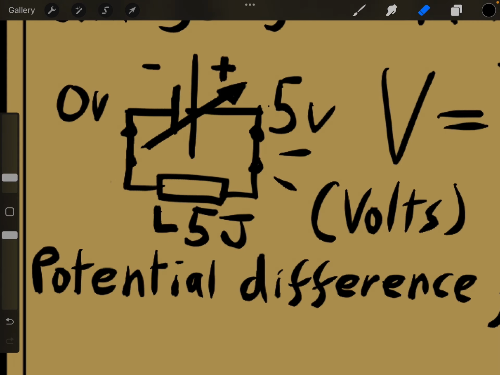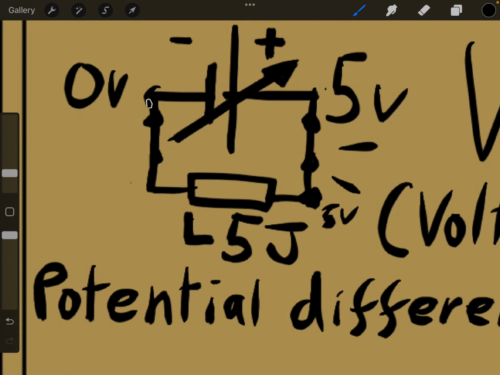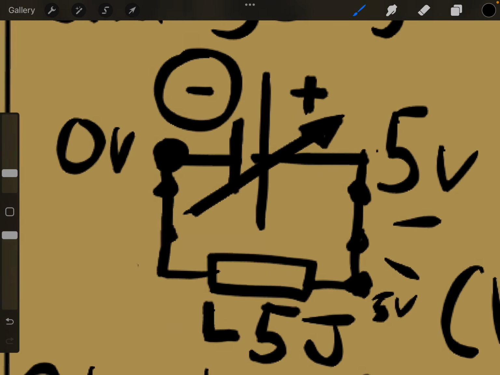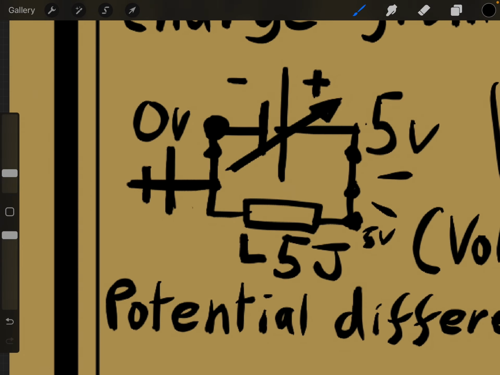Sometimes you might hear people talking about voltage at one point of a circuit, and this is just the voltage across that point and a 0 volt reference, which is usually the negative terminal of the power source or something else that we call ground. So ground is our 0 volt reference.